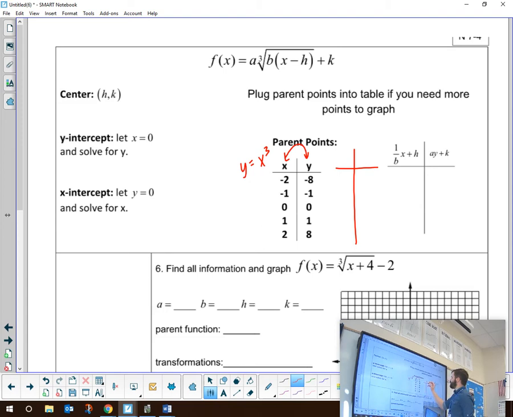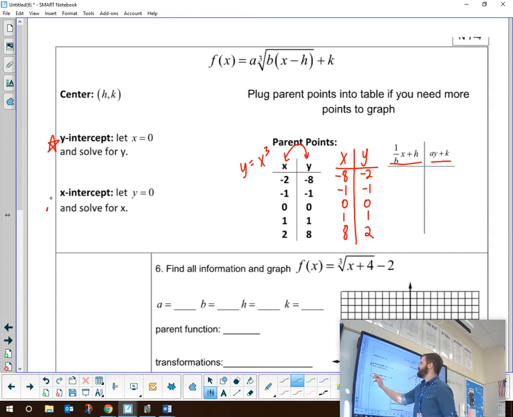We're going to have my x and y instead are going to be -8, -1, 0, 1, and 8, and -2, -1, 0, 1, and 2. But we still affect them the same way. And so we're going to find our points by manipulating them with a, b, h, and k. And remember, you can use your graphing calculator or Desmos to help you out with these. Okay? Remember to find your y-intercepts, we let x be 0. To find my x-intercept, we let y be 0. And your center is whatever h and k is.